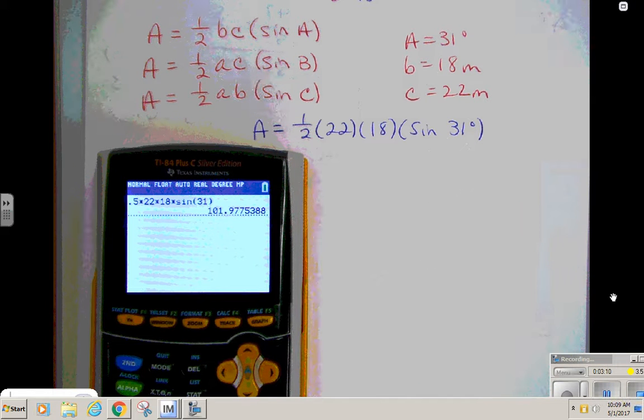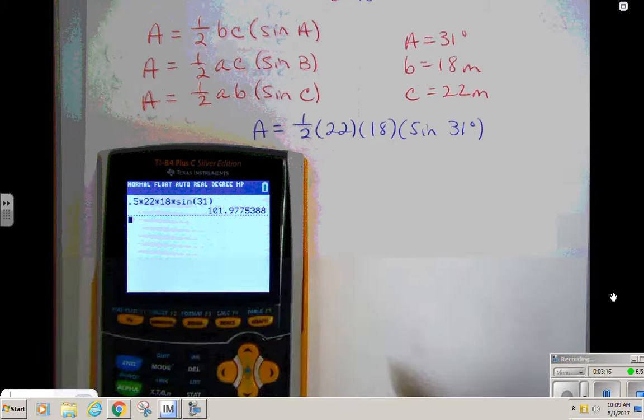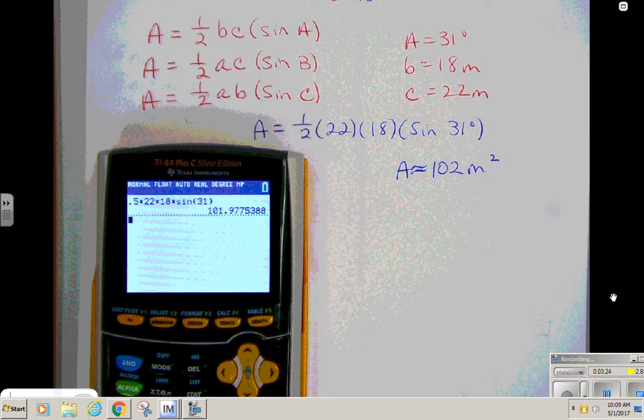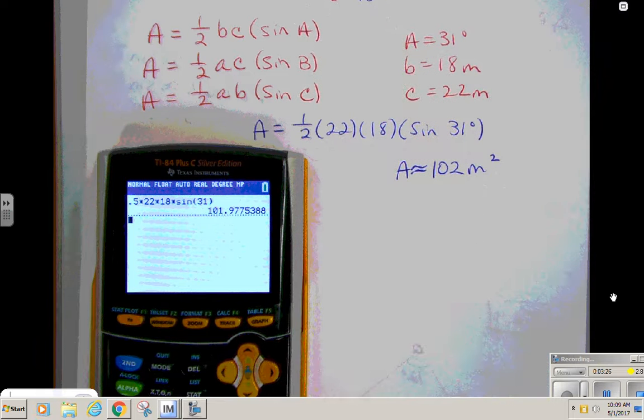And they want us to round it to the nearest tenth. So since it's 101.977, the area is going to round to about 102 square meters. So you want to make sure and include that unit of measure if they give it to you. Okay, any questions?